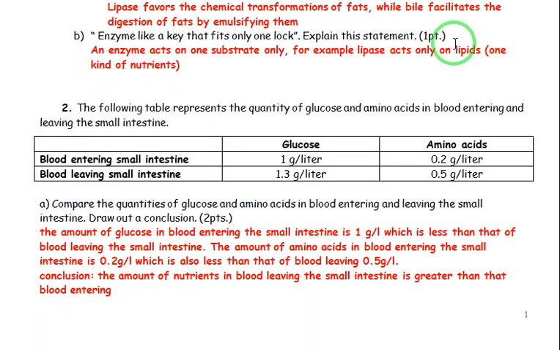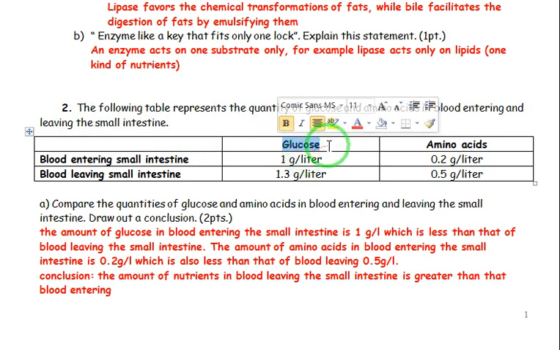The table below shows the quantity of glucose and amino acids in blood entering and blood leaving the small intestine. Of course, as we know, glucose is the simplest form of carbohydrates. Amino acids also are the simplest form of the many chains of proteins.